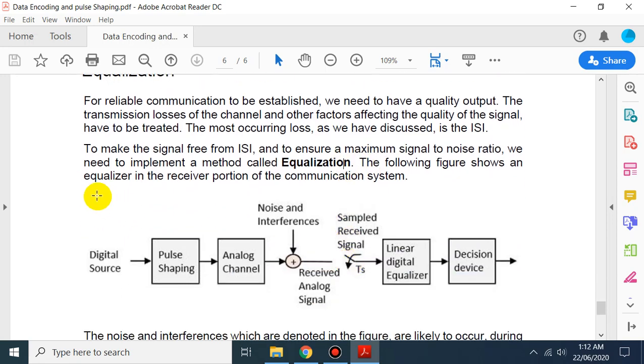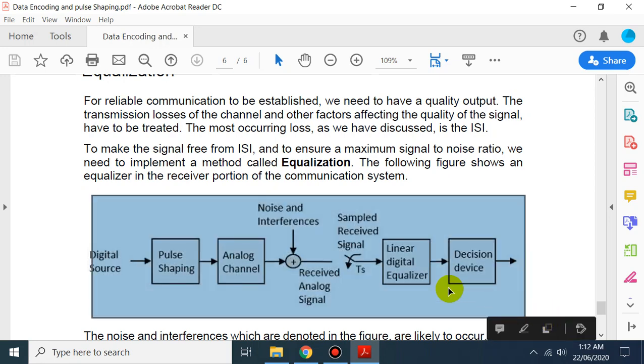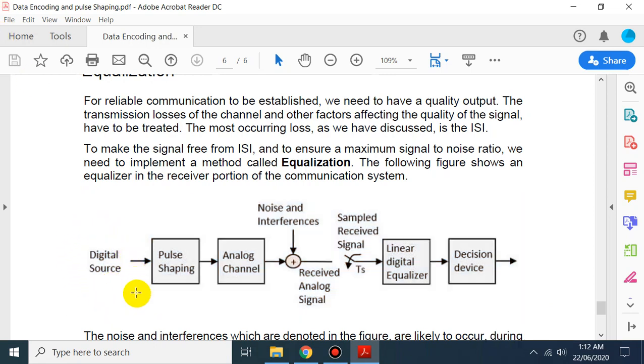Now this figure shows us the equalizer circuit. Here we have a digital source creating a sequence of digital data, and then we move on to the pulse shaping block. We know what a pulse shaping block is, and then we move on to the analog channel. Remember, this one is an analog channel. Then there is the addition of noise and interference here, and what we receive is a received analog signal because of this analog channel.